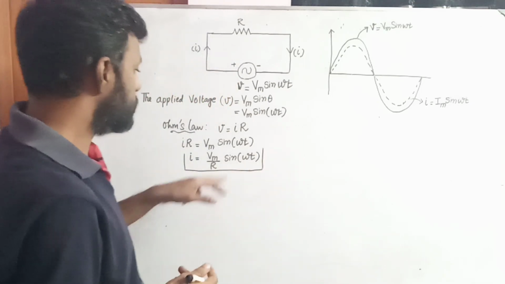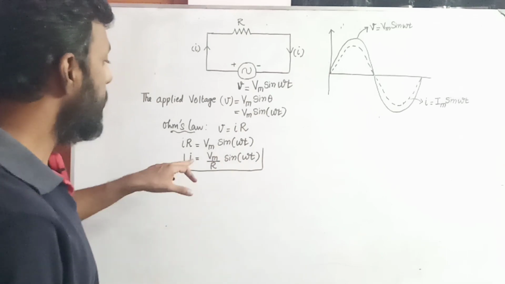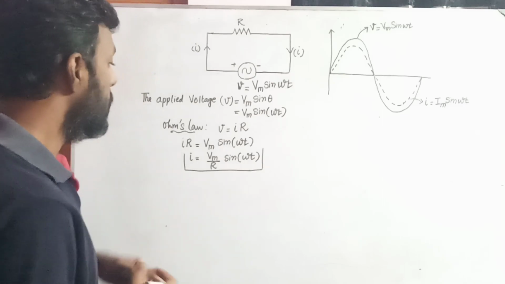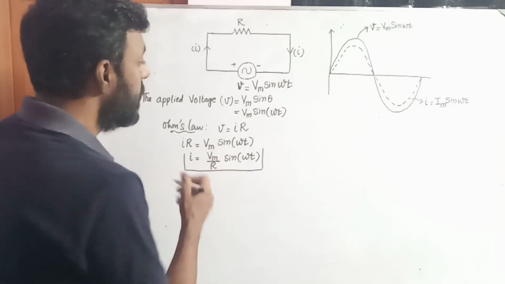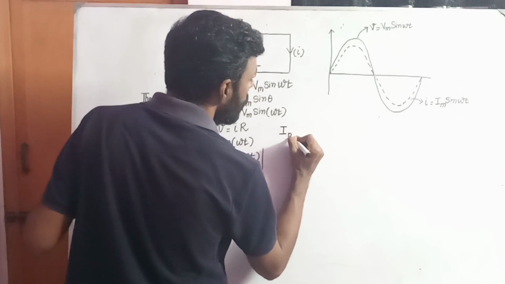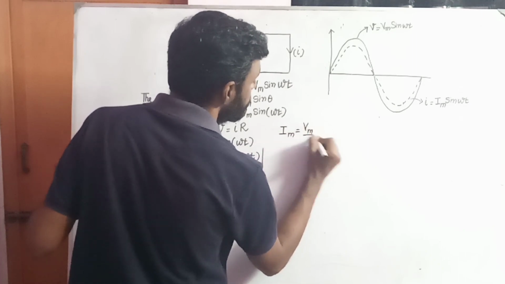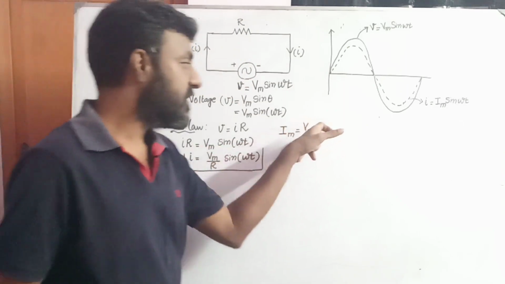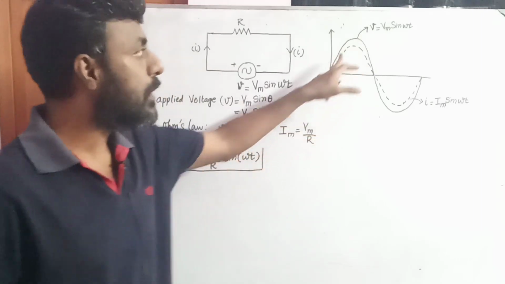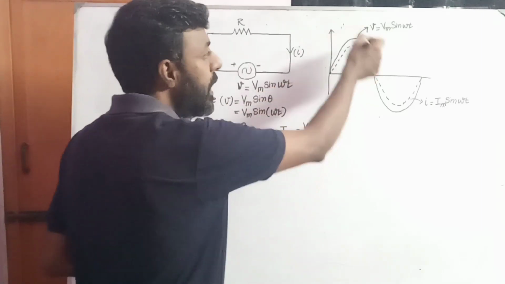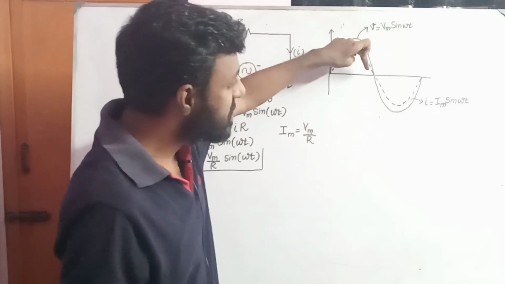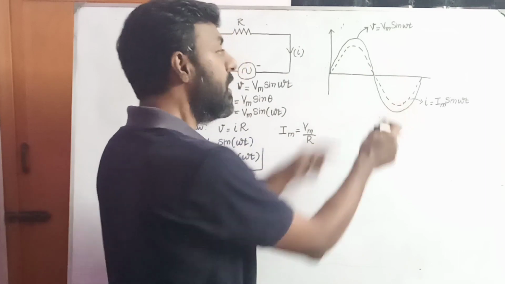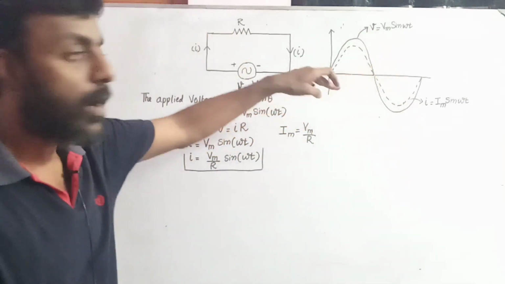Now, what is Vm by R? I equal to V by R, so I equal to Vm by R. Can I write Im equal to Vm by R? Because in this expression you have the maximum voltage. If you have the maximum voltage, the current will also be maximum as per the wave diagram. Similarly, when the voltage reaches the zero point, the current will also be zero. And again in the negative direction, if the voltage reaches the maximum point, the current will also reach the maximum point on its own path.